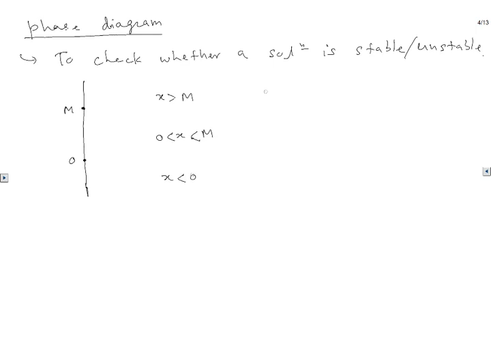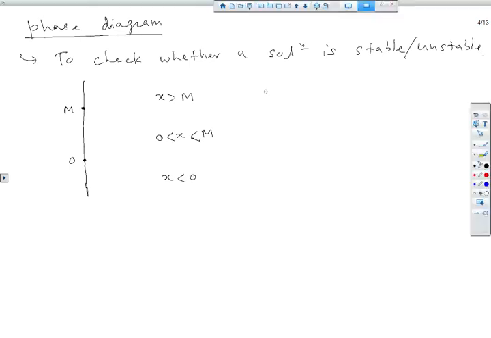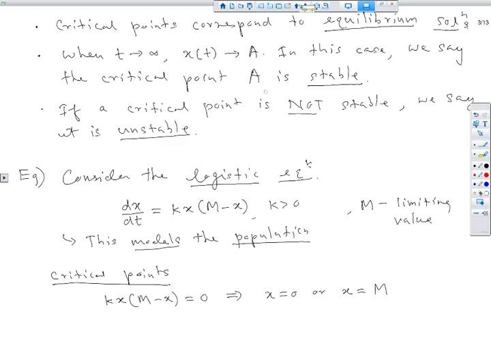In the first case, if x is greater than m, what will happen according to the differential equation? Let's go back and see what the differential equation looks like. We write it as dx over dt equals k x (m minus x). If you pick a value which is more than m, one factor becomes positive and one factor becomes negative. That means the product is negative.